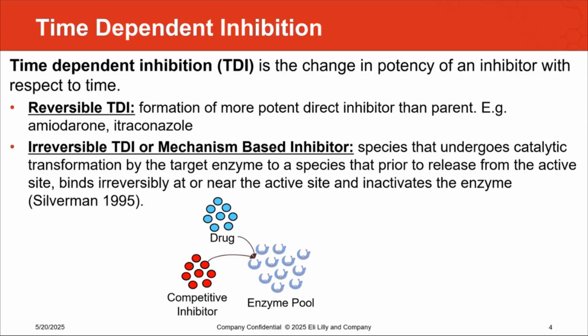This can occur in one of two ways. The first is what we call reversible time-dependent inhibition. That's where your parent molecule is formed into a more potent direct inhibitor than the parent. Examples of this are amiodarone and itraconazole. These are metabolized to N-desethyl amiodarone and hydroxyitraconazole, which are equally potent, if not more potent, than the parent. And so as the parent disappears in systemic circulation, it appears that you are getting more potent inhibition, but it's actually your metabolite that's being formed.